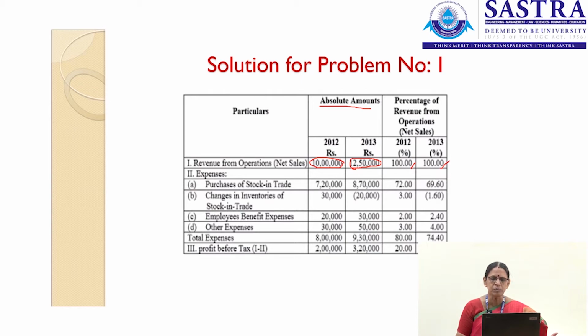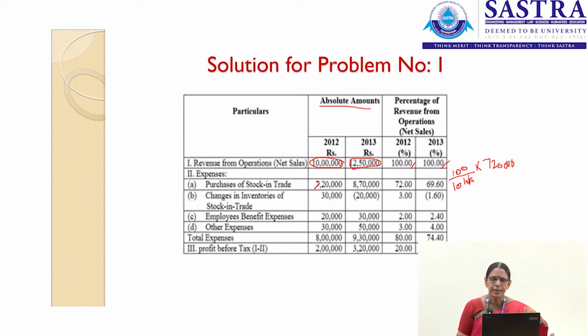See, 7,20,000 is converted to the proportion of the sales in 2012. I will tell you how the calculation has been made. If 10 lakh is taken as 100, what is 7,20,000? That is 100 divided by 10 lakhs. When we take this 10 lakhs into 7,20,000, so we will get 72%. So if this 10 lakhs is taken as 100, what is 7,20,000?